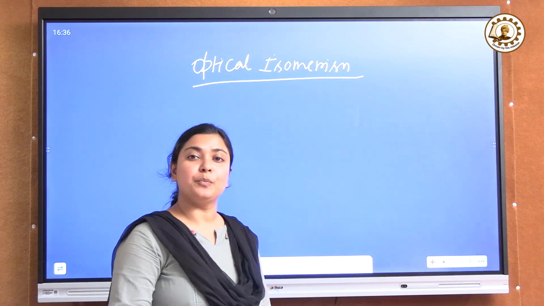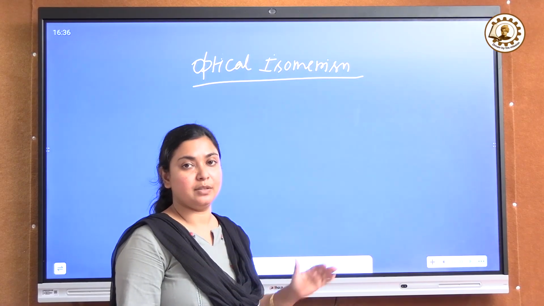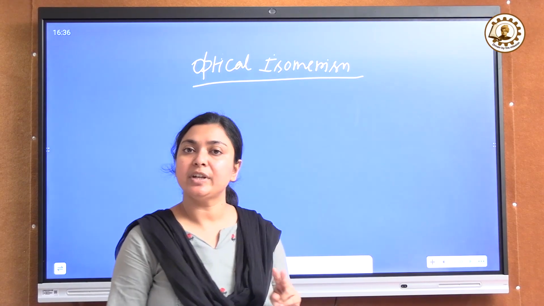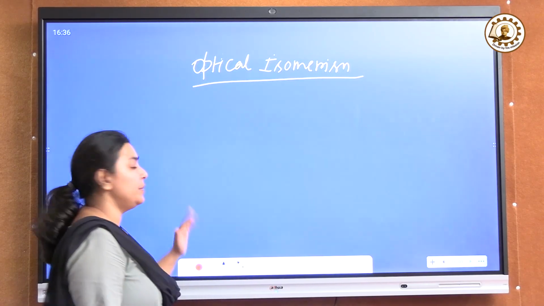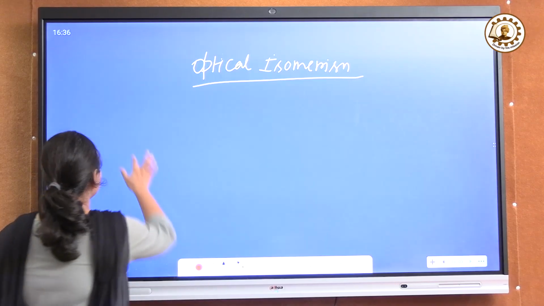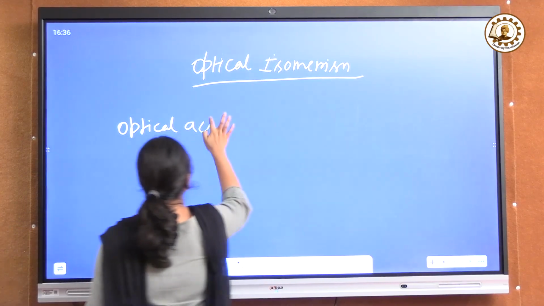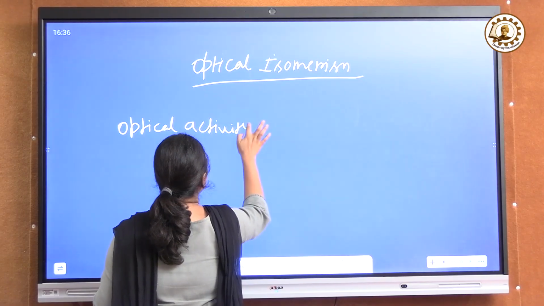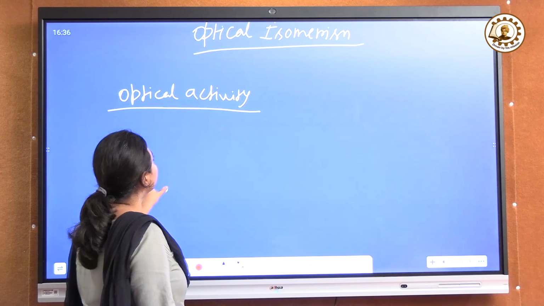Today's topic is optical isomerism. It is basically under stereoisomerism. Stereoisomers are basically of two types: one is geometrical isomerism and the other is optical isomerism. So in optical isomerism, we will first talk about optical activity, optically active molecules.